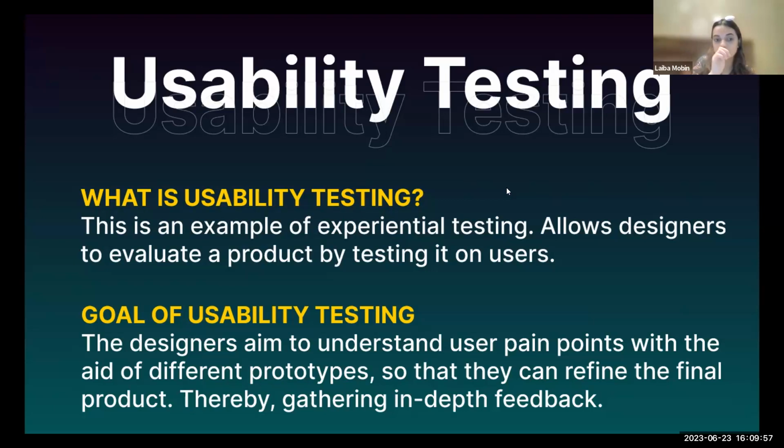Usability testing is a form of experiential testing. The way you can distinguish usability testing from A or B testing is that usability testing is experiential. So you're basically looking at the users using the product, how they're interacting with it. Is it making them feel good? Is it an equitable product? Is it an enjoyable product? All of these questions need to be answered during this testing, right? A goal of usability testing is for designers to understand the user pain points.